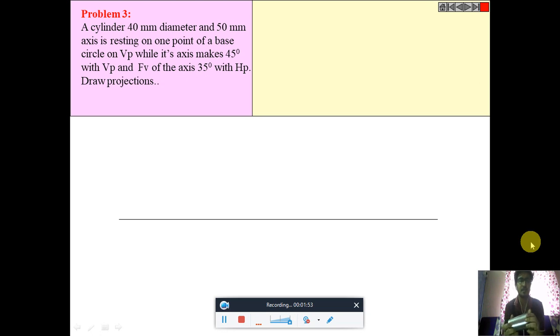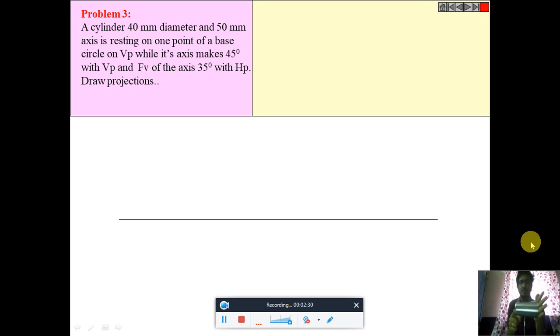In that condition, they have said that the axis is resting on one point of the base. These are the two bases, any one point. So I'm just taking this point as the base, one point of the base circle on VP. Okay. So this is vertical plane. This is going to be on VP while the axis makes 45 degrees, right? So one point is on VP and it makes a 45 degree angle. Is that clear? Okay. So first I'll fix my base in VP, that is our first part, and second part is inclination towards VP.